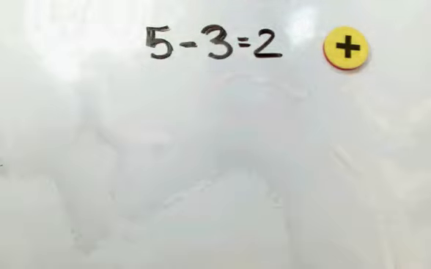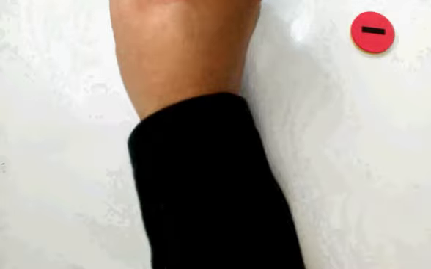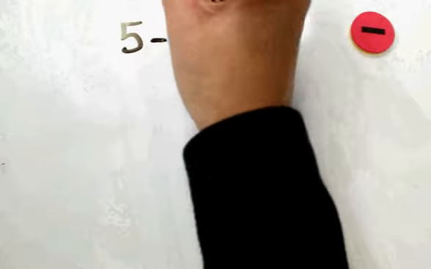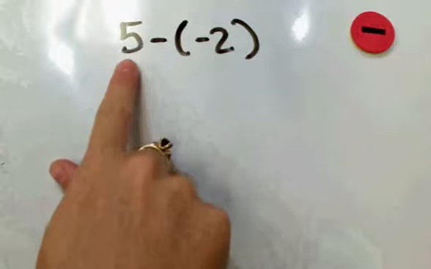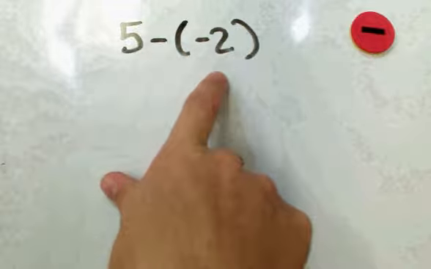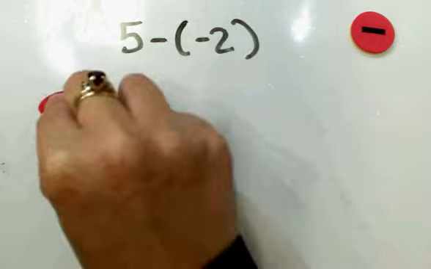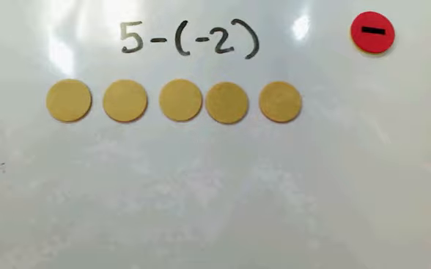So let's look at this type of model now, except with positive and negative integers. Remembering that positive is yellow, negative is red, let's look at what it would be to do positive 5 minus negative 2. What this is saying is I start with 5 positive counters, and I want to take away 2 negative counters. Well, how can I take away 2 negative counters if I don't have any negative counters?